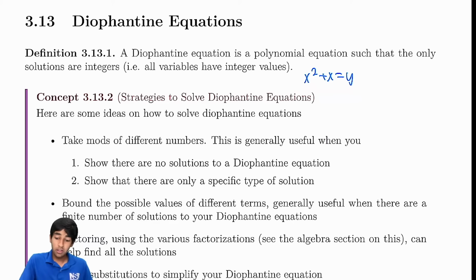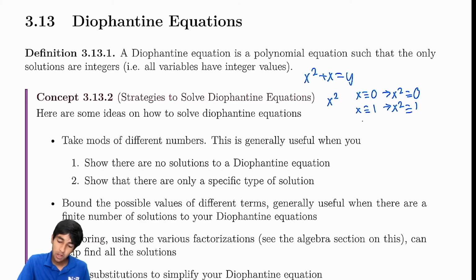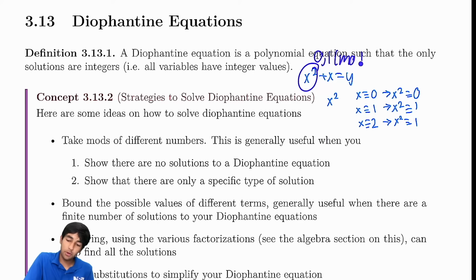So you just take mod 3 of this whole thing. Take a look, x squared, right? When x is 0 mod 3, x squared is 0 mod 3. When x is 1 mod 3, x squared is 1 mod 3. When x is 2 mod 3, x squared is 1 mod 3. So take a look. Squares are always 0 or 1 mod 3. That's a super useful fact.